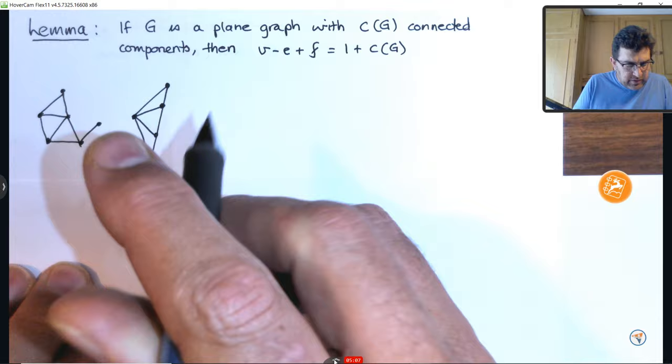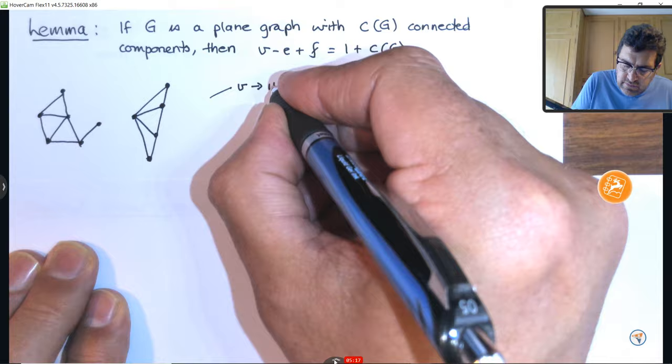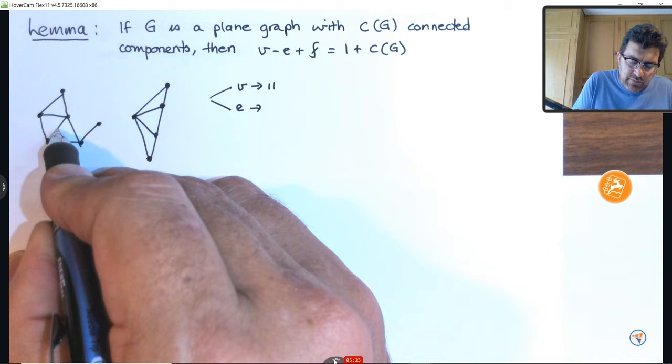Okay, so if I now count the number of vertices in this graph, 1, 2, 3, 4, 5, 6, 7, 8, 9, 10, 11, so there's 11 vertices. The number of edges in my graph, 1, 2, 3, 4, 5, 6, 7, 8, 9, 10, 11, 12, 13, 14, 15 edges.